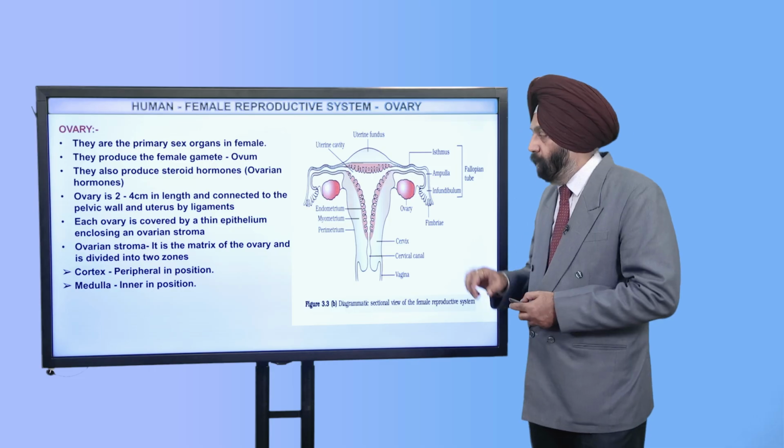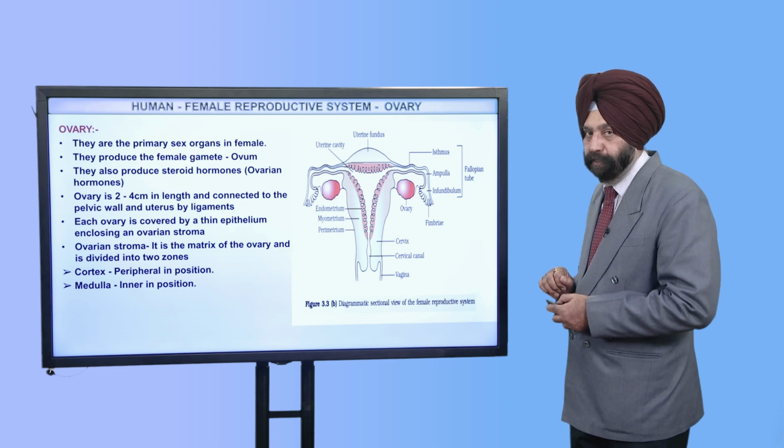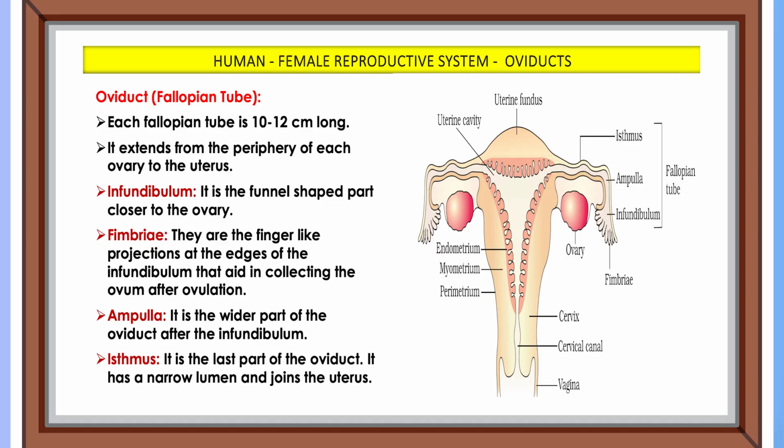in position. Now, a pair of oviducts. Let us see the oviducts, the fallopian tubes. Each oviduct is nearly 10 to 12 centimeters long. It extends from the periphery of the ovary and joins the uterus. Its parts are, first, the infundibulum. It is funnel shaped and close to the ovary. The fimbriae are finger-like projections at the edge of the infundibulum. They aid in collecting the ovum from the ovary during ovulation.